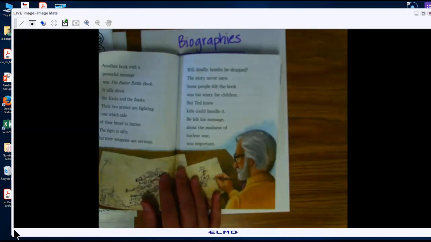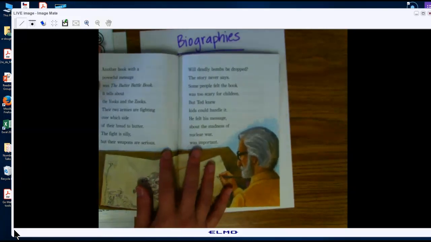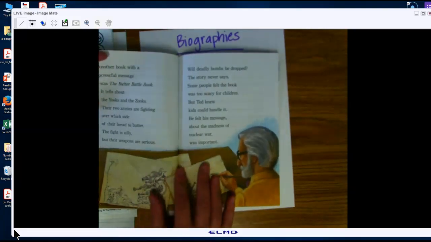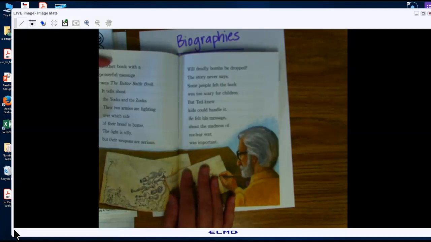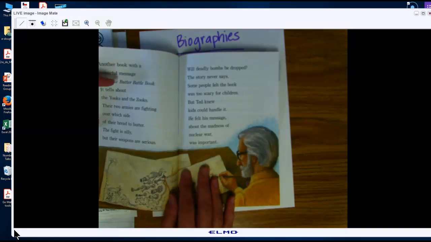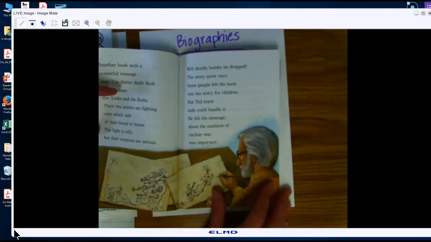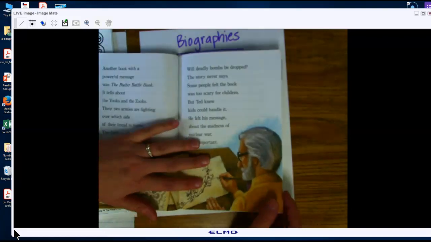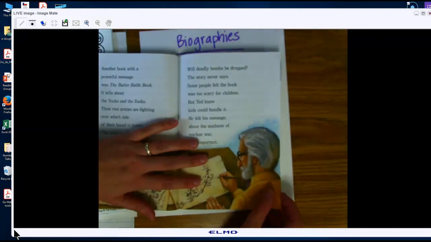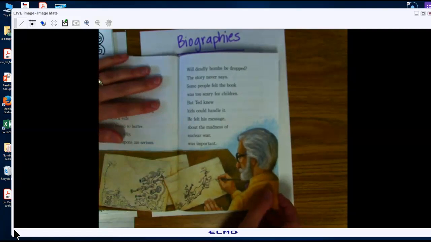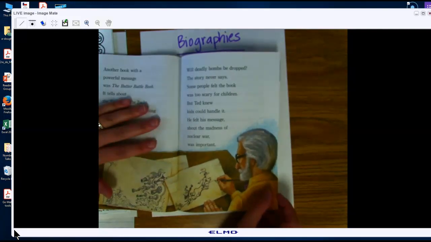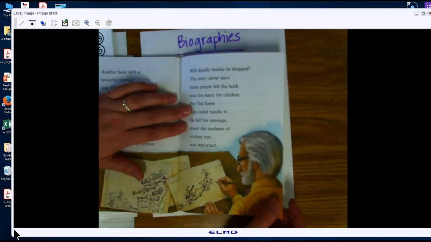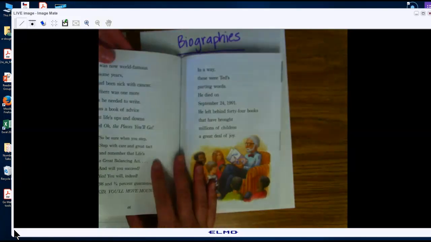Another book with a powerful message was The Butter Battle Book. It tells about the Yooks and the Zooks. Their two armies are fighting over which side of their bread to butter. The fight is silly, but the weapons are serious. Will deadly bombs be dropped? The story never tells. Some people felt the book was too scary for children. I've never read that book. But Ted knew kids could handle it. He felt his message about the madness of war was important.